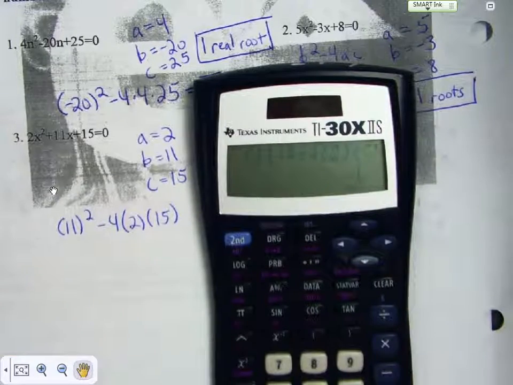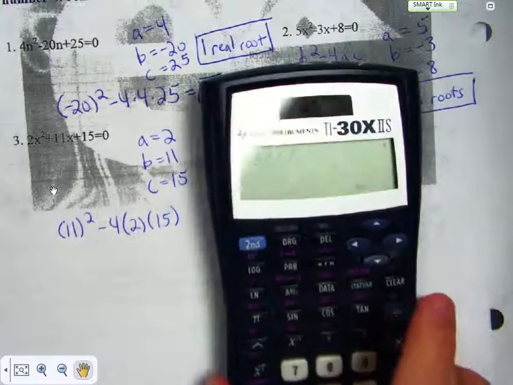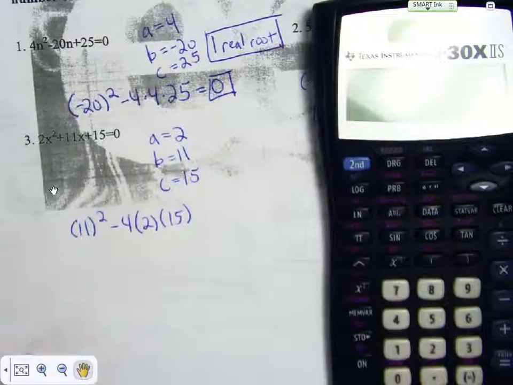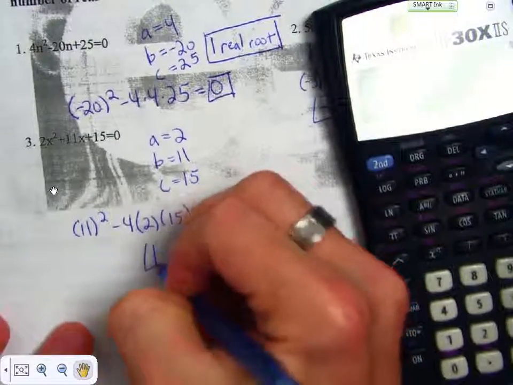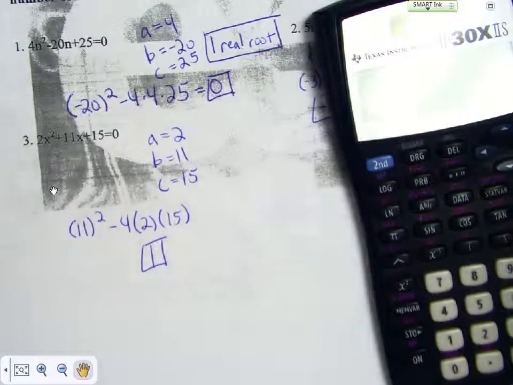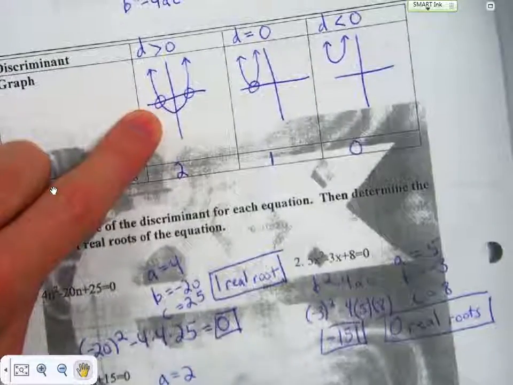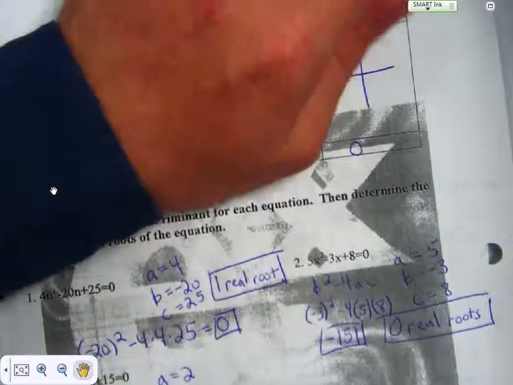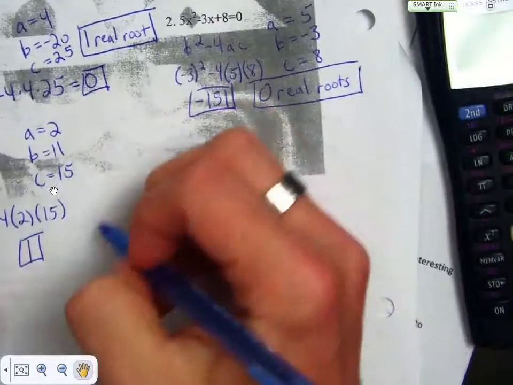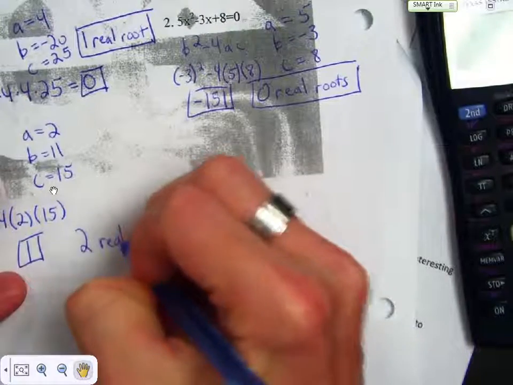I got 1. So 1 is the value of the discriminant. So how many real roots do we have if 1 is the value of the discriminant? That's a positive number, right? It's bigger than 0. So it will cross the x-axis more than one time. The answer is 2 real roots.